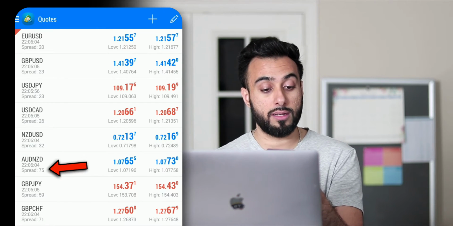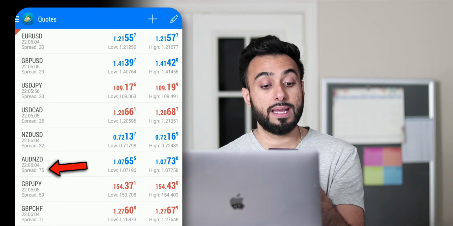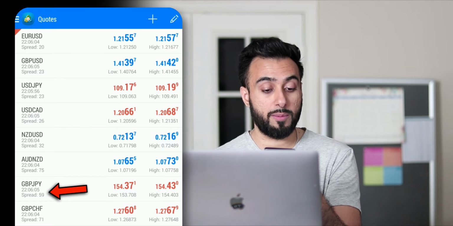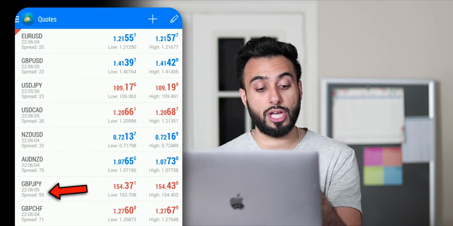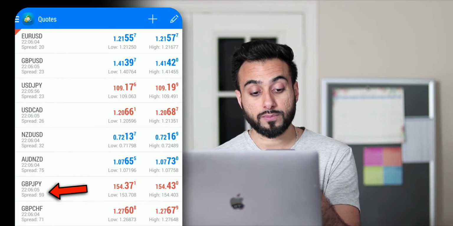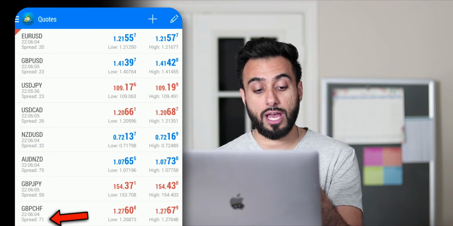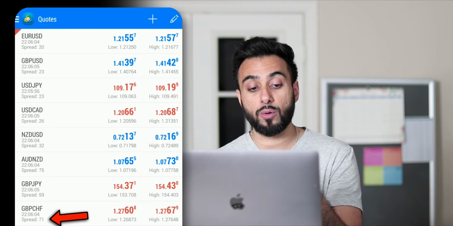Australian dollar versus the New Zealand dollar, the spread for this one is 7.5 pips. And for GJ, in other words, GBP JPY, the Great Britain pound versus the Japanese yen, this one is 5.9 pips. And the bottom one here, GBP CHF, this one is 7.1 pips.